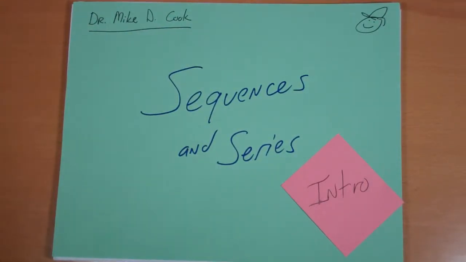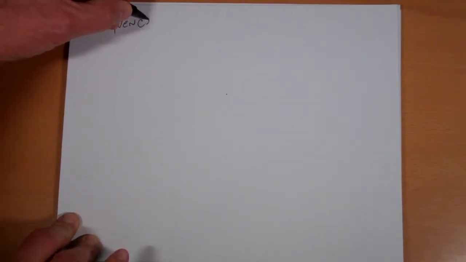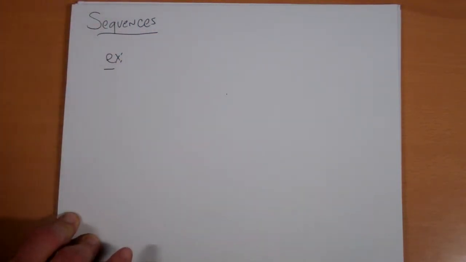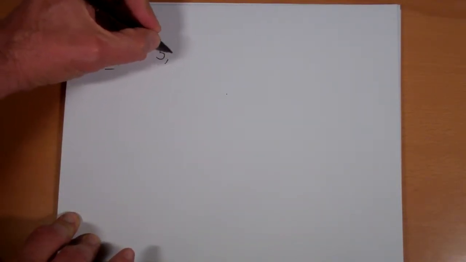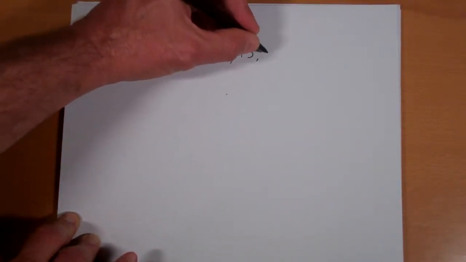This is the first in a series of videos on sequences and series, and in this one we introduce the idea of a sequence. So without getting into a formal definition, let me just give you some examples of sequences. Here's an example. Let's do 5, 7, 9, 11, 13.